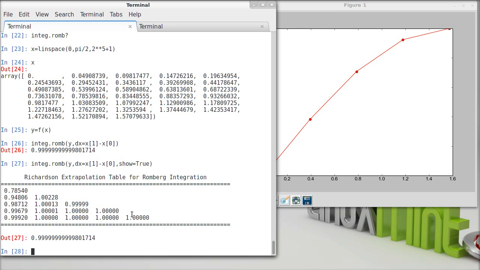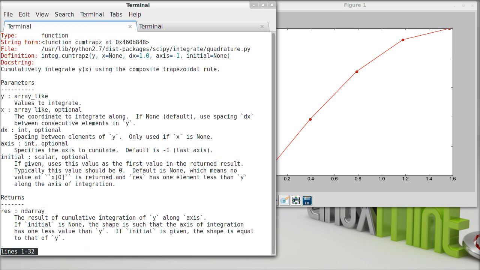This value is not exactly 1. It's 0.999, so there are lots of 9s in there. But anyway, this shows us what we're used to seeing from Richardson extrapolation, and at least from the table that we can construct from it. Okay, there's one other routine, cumulative trapezoidal. I guess it's really the cumulative integral using the composite trapezoidal rule.